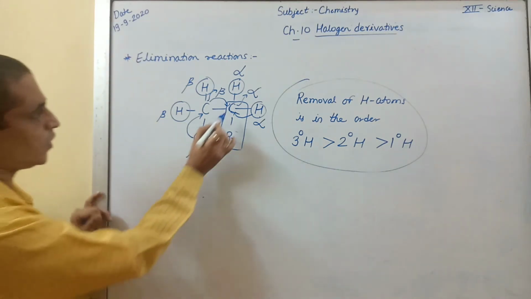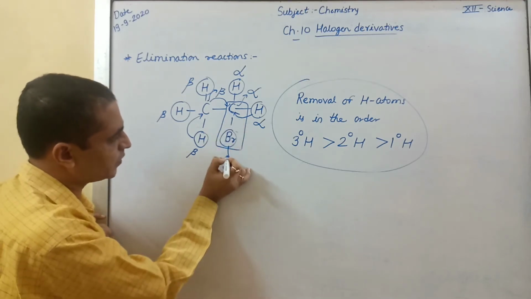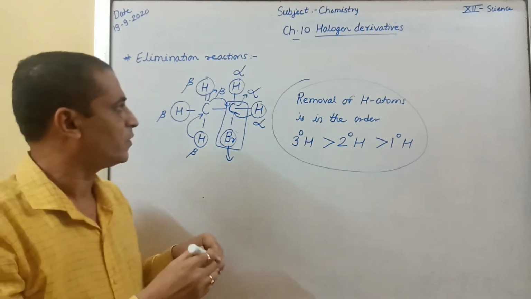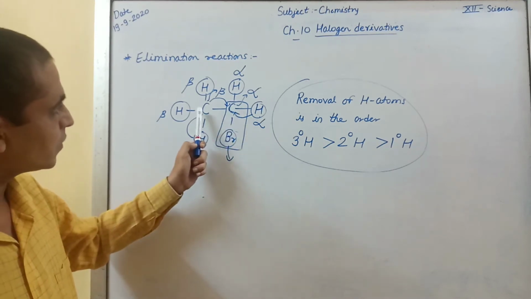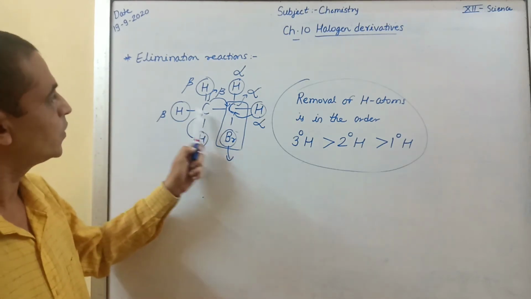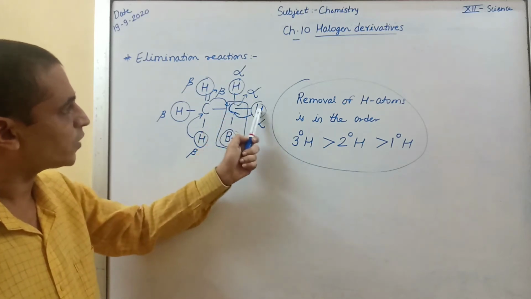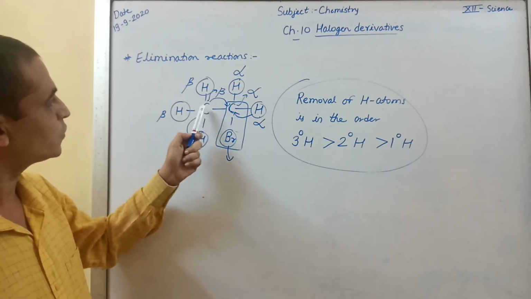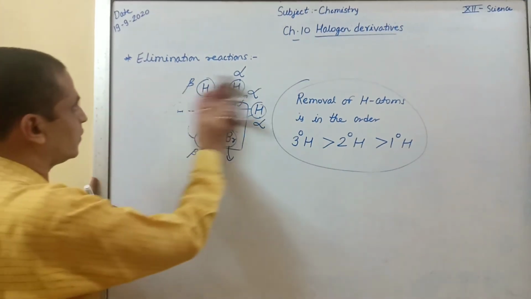I hope you understood alpha carbon. Alpha carbon atom is what? The carbon atom which is attached to the halogen atom. It may be Br, Cl, I, X, etc. And to this alpha carbon atom, the carbon atom attached, that carbon atom is called as what? Beta carbon. And the hydrogen atoms attached to the alpha carbon are called alpha hydrogen atoms. And these hydrogen atoms attached to beta carbon atoms are called beta hydrogen atoms.